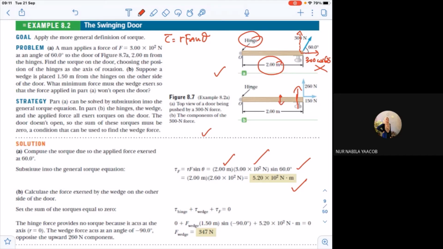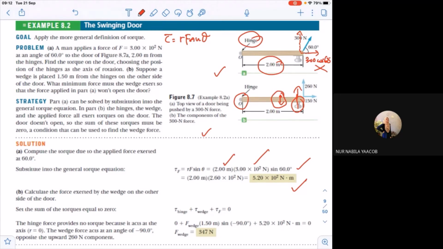Okay. What minimum force must the wedge exert so that the force applied in part A won't open the door? Won't open the door means the door is not moving. It cannot be opened. So we need to make sure of that first. Right now we have the doorknob, which is our force here, and we have the hinge, the torque at the hinge, and we have the torque at the wedge.